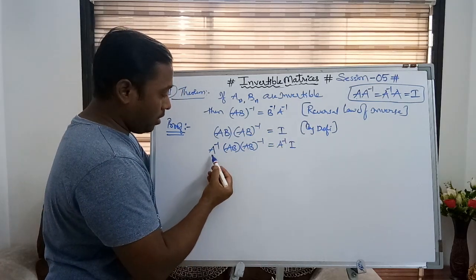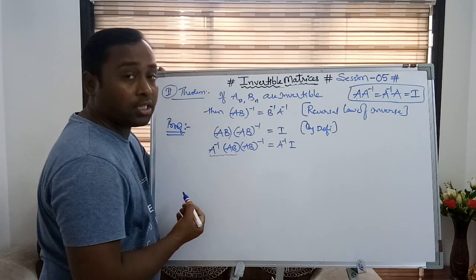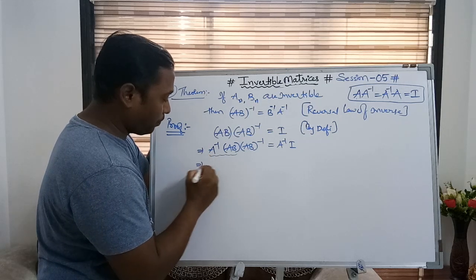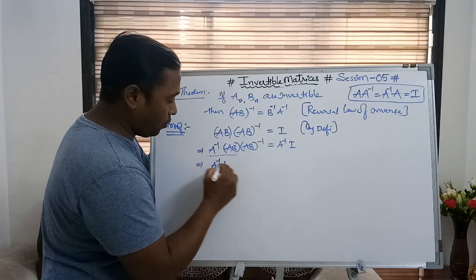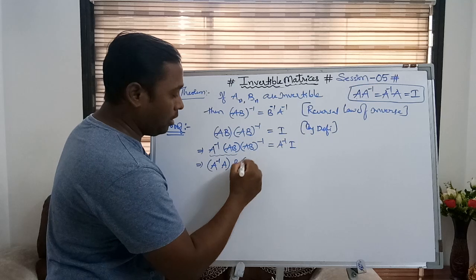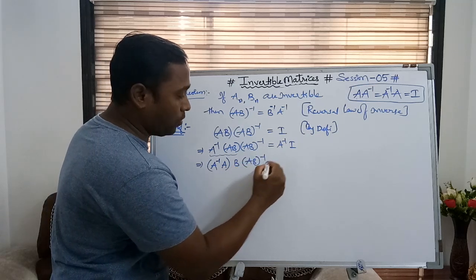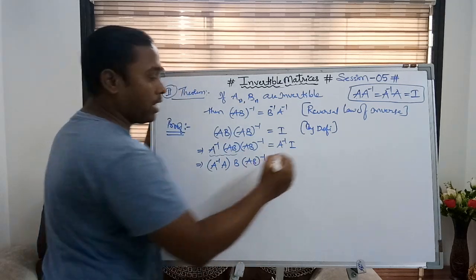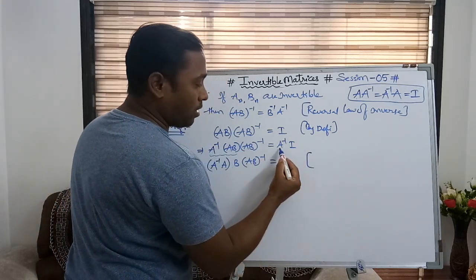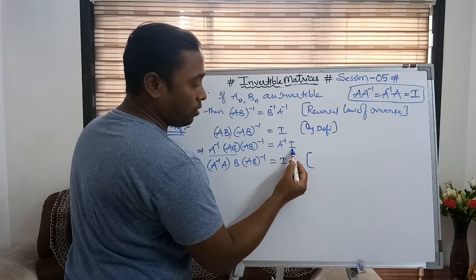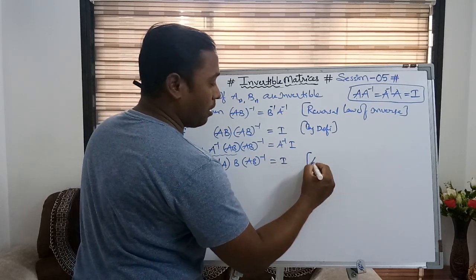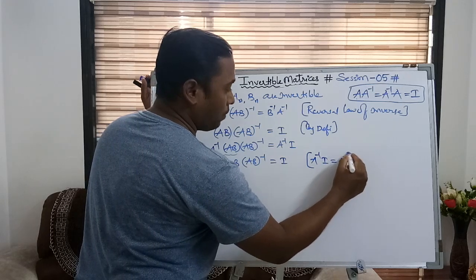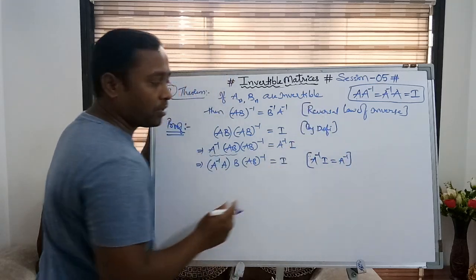And you know that here this matrix multiplication is associative. So I can also write this statement as A inverse into A into B into AB whole inverse is equal to A inverse into I, which is always equal to I. Reason is, if you multiply a square matrix with identity matrix of same order, the matrix itself comes. So A inverse into I is equal to A inverse only. This is the reason. Okay.